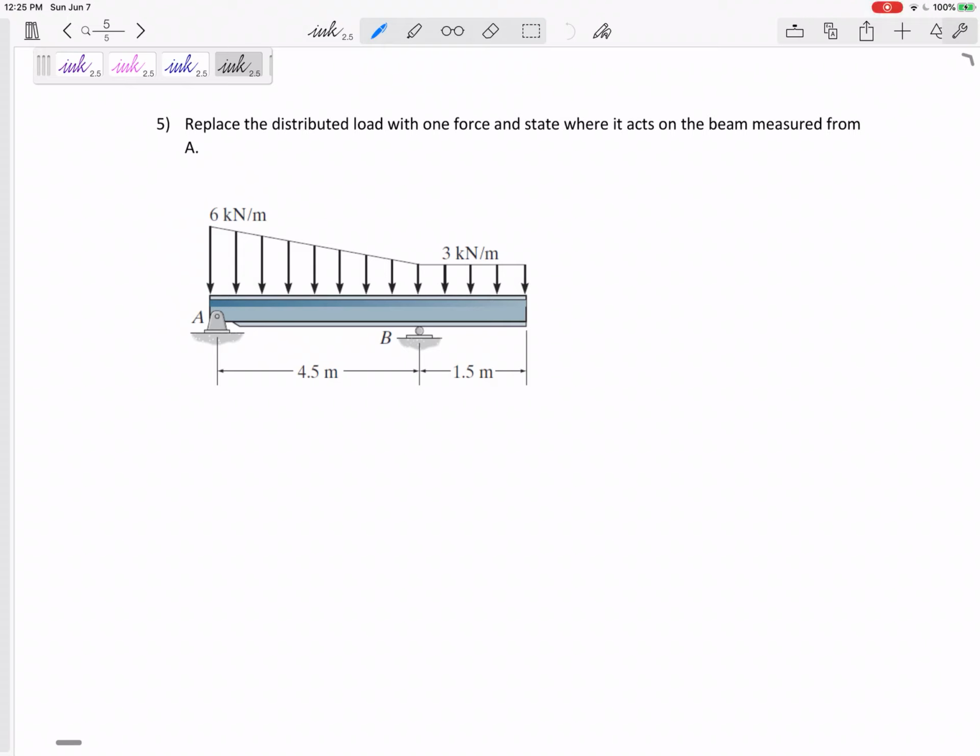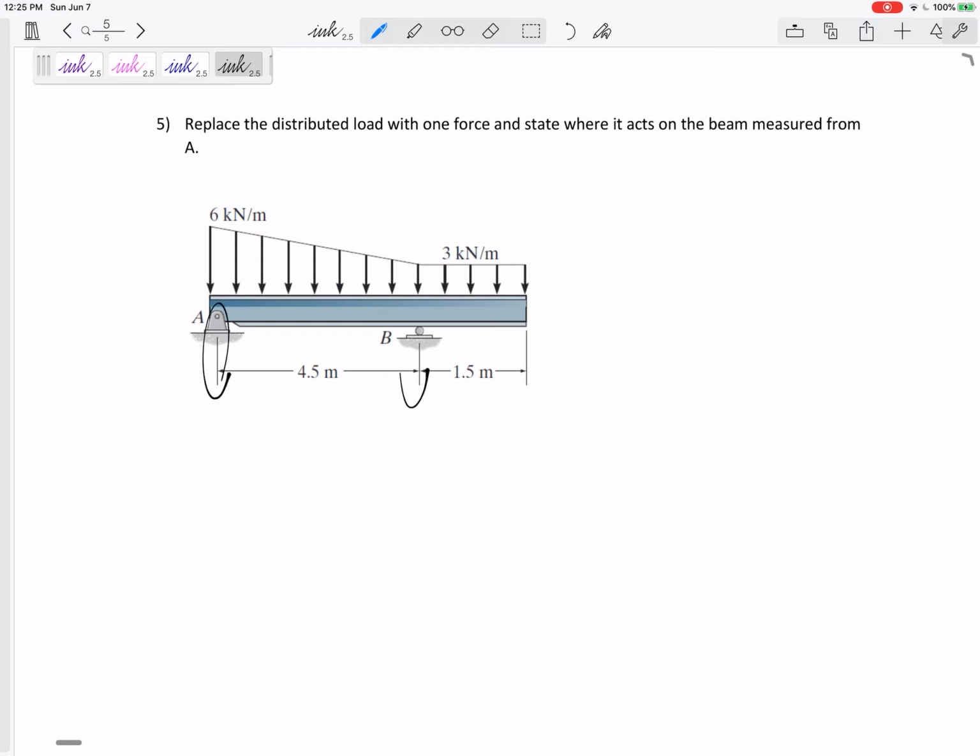Okay, so the last problem on the test will be a distributed load, and I think it'll be like this. It'll tell you to replace the distributed load, first maybe with 2 or 3 forces, and then take those forces and replace them with 1 force and state where it acts on the beam.